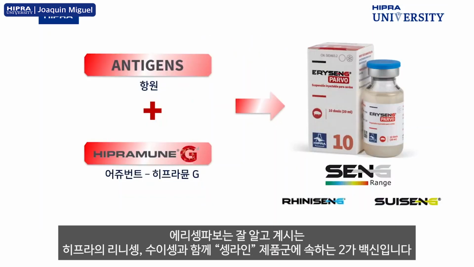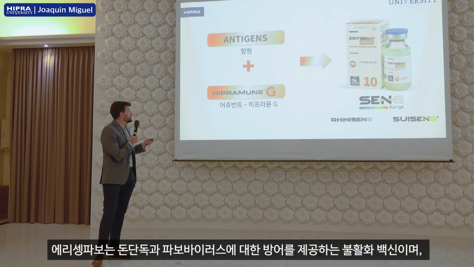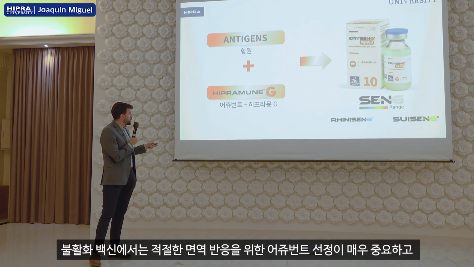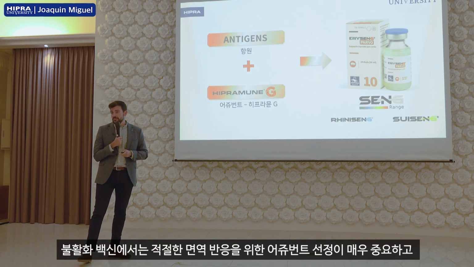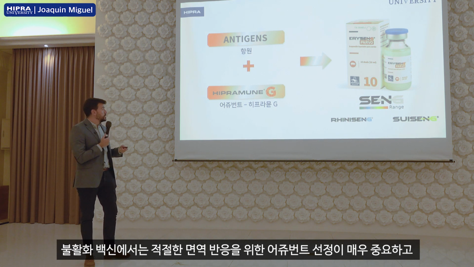Erysipelas-Parvo is a bivalent vaccine, in the same group of vaccines as Rinicen and Suicen, which you probably also know. As I said, it's an inactivated bivalent vaccine. It contains antigens for erysipelas and parvovirus, and for inactivated vaccines, the adjuvant is really important in order to develop a proper immune response.